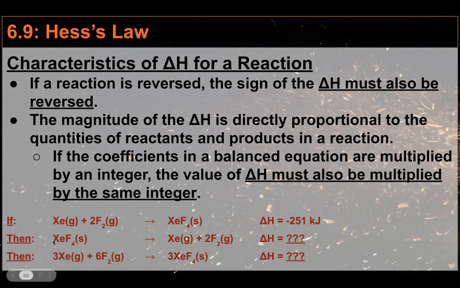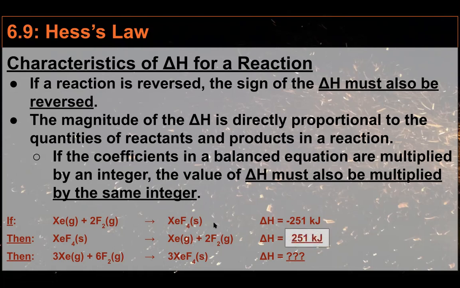Okay, so the reaction, you'll notice, we reversed it. That's all we did. So we took the XeF4, put it over here. We took our reactants, put them over there. Xe, 2F2. We did not multiply the coefficients by anything. Therefore, since we reversed it, didn't multiply by anything, all we have to do is change the sign. So we would have negative 251 normally. If we reverse it, then we change the sign. It's going to be positive 251 kilojoules.